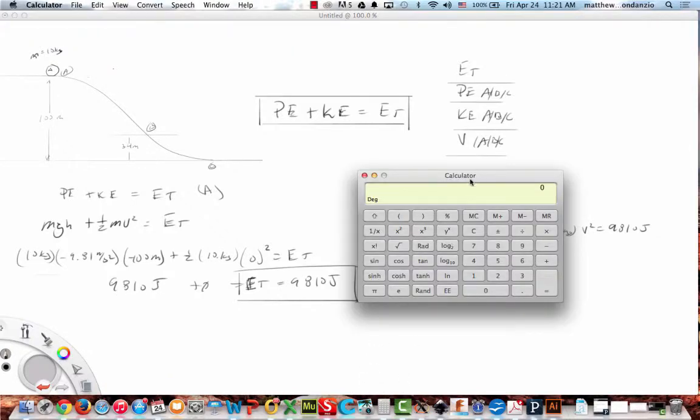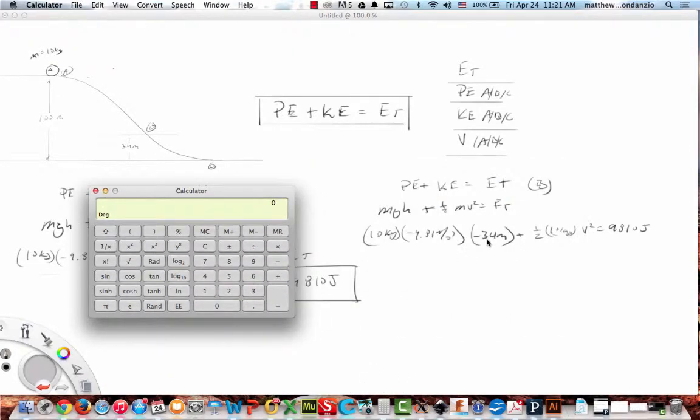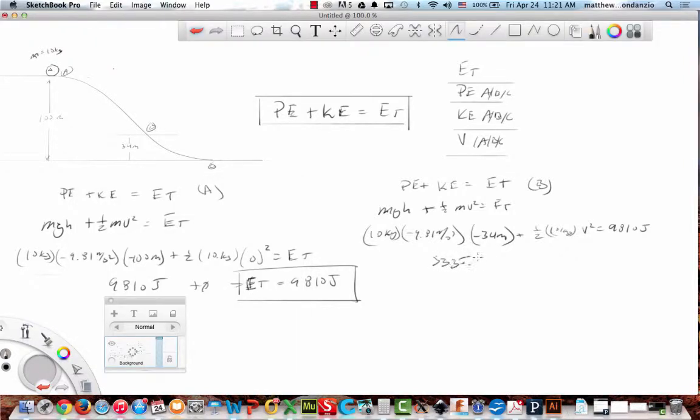Okay, so what's my ET? 9,810 joules. So what's my value here? 10 times 34 times 9.81 is 3335.4 joules. Plus I have 1/2 times 10, which is 5v squared, equals 9,810 joules.